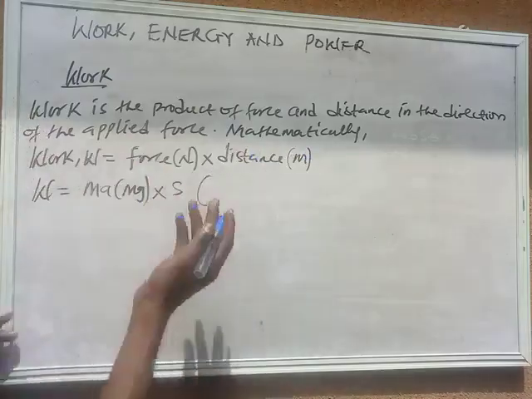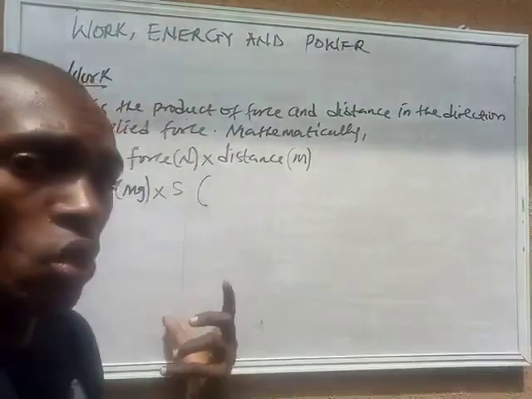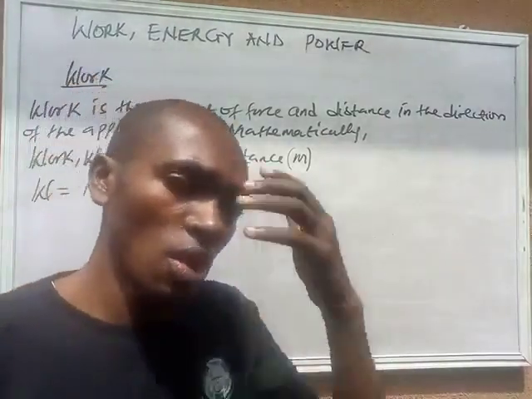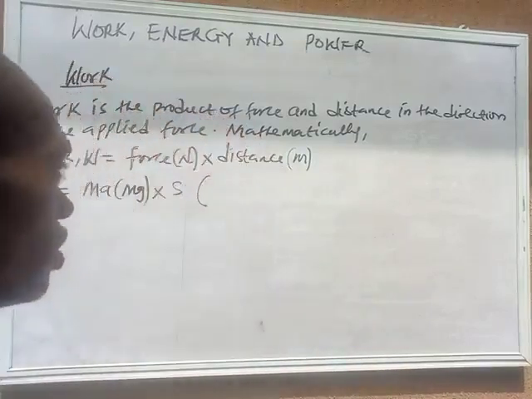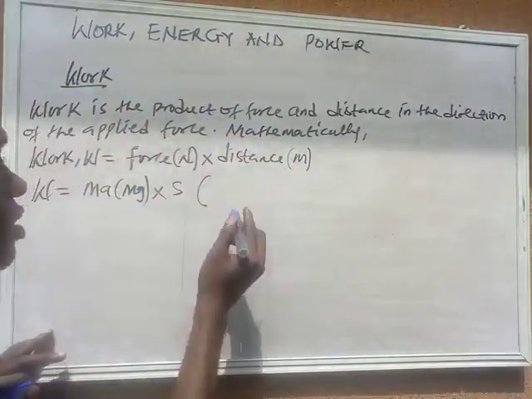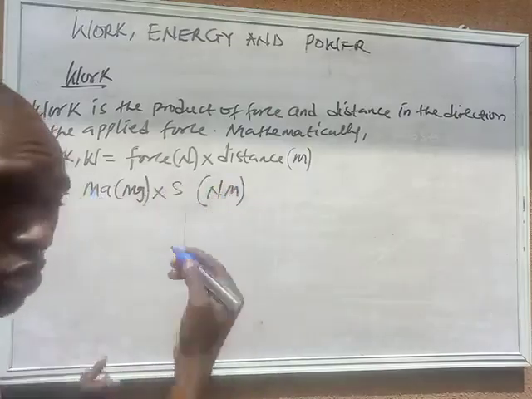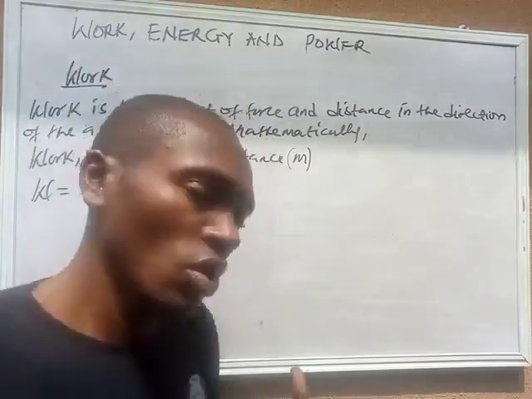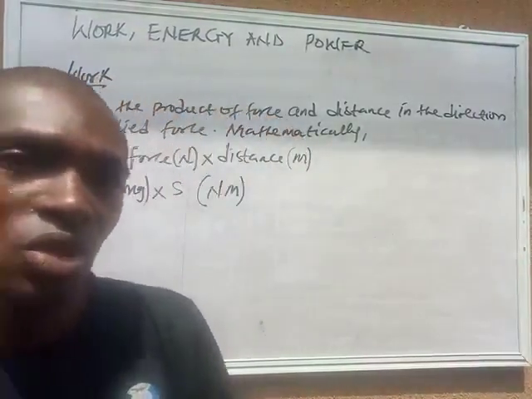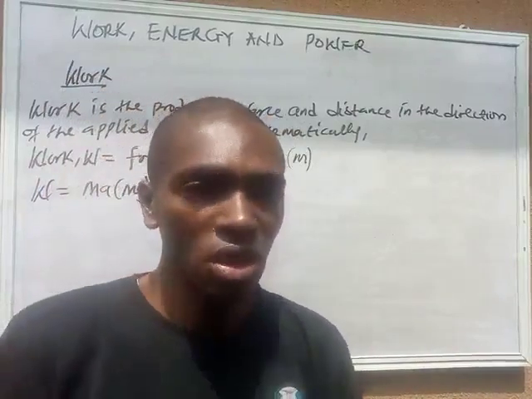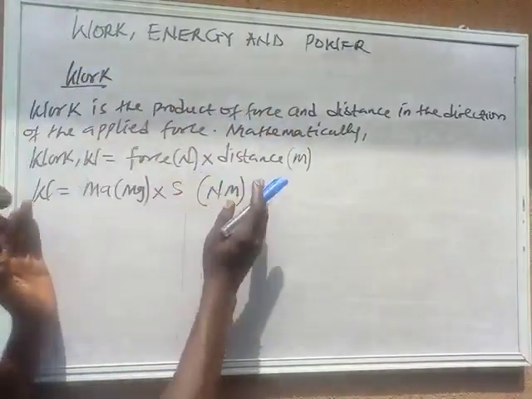If you want to know the standard SI unit for work, it is joules. Work is measured in joules, but depending on what you are given, since I have force in Newton and distance in meters, this can also be the unit for work. A video on dimensions will help you to always know the SI unit of quantities, if you know the dimension of that particular quantity. So this is what work is.